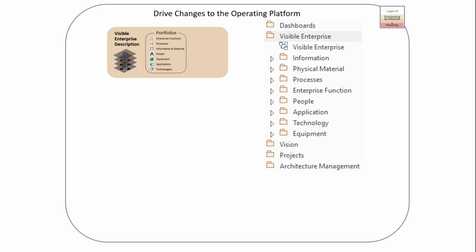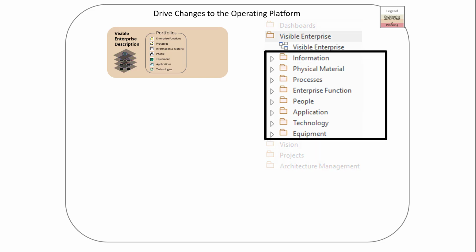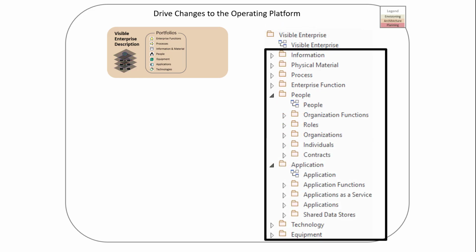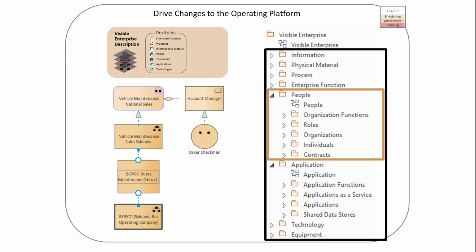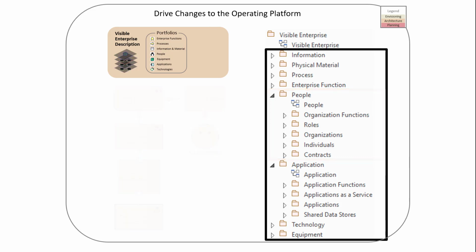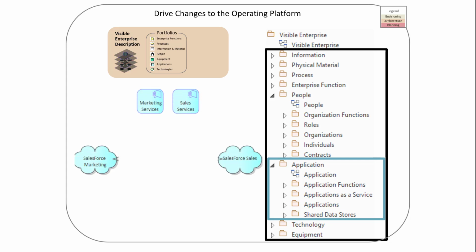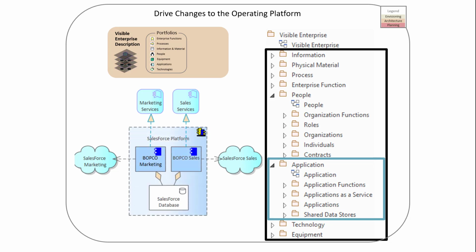Portfolios are used for describing the enterprise. Each portfolio provides a perspective on this enterprise. Inside each portfolio, there are catalogs. For example, the portfolio of people contains catalogs of organization functions, roles, organizations, individuals, and contracts connecting organizations. And the application portfolio contains catalogs of application functions, applications as a service, applications, and shared data stores.